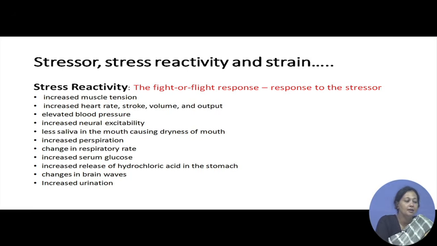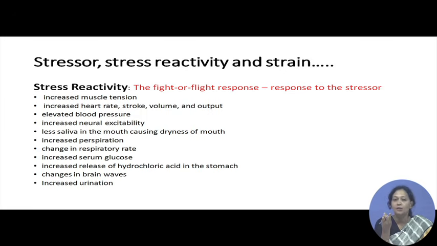Now, stress reactivity. Stress reactivity is the fight or flight response, or the response to the stressor. So we have a stimulus which is inducing a fight or flight response. And if you go through this list, you will see that we are actually talking of the autonomic responses. These occur immediately and are related to bodily functions.